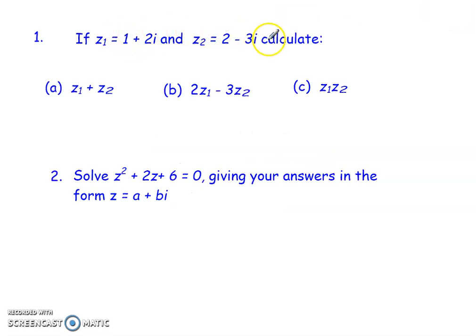First one, I'm giving you two complex numbers here, Z1 and Z2. I want you to perform these three calculations with them. Second one, I've given you a quadratic here. I want you to solve it and give me the answer in the form of a complex number, z equals a plus bi. So pause the video and have a go at those.